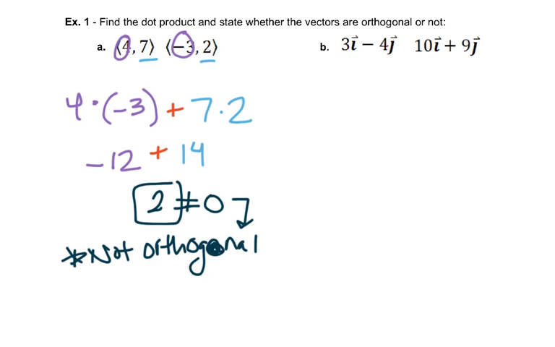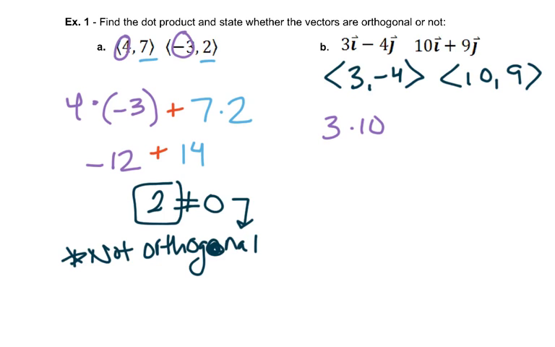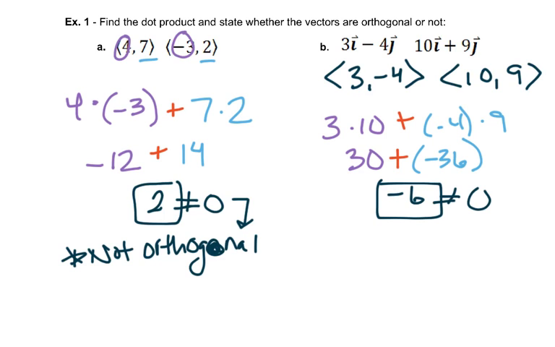Alright, then we could do our next one, and of course looking at this non-traditional formatting, that's okay. We're still looking at this being 3, negative 4 in component form, and 10, 9. Either way, we're going to go ahead and multiply the horizontal pieces, so 3 and 10, and add that to the vertical pieces, which are negative 4 and 9 being multiplied. From there we get 30 that we're going to add to negative 36, which of course is the same as subtracting, and so that one also is not orthogonal because it does not equal 0.